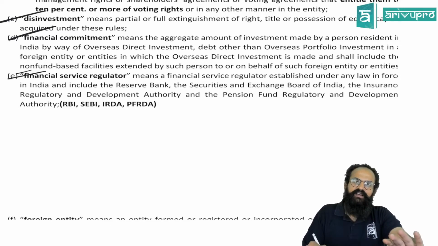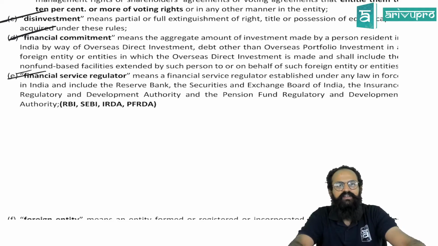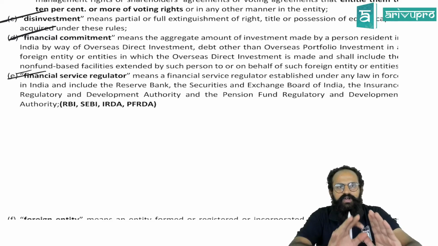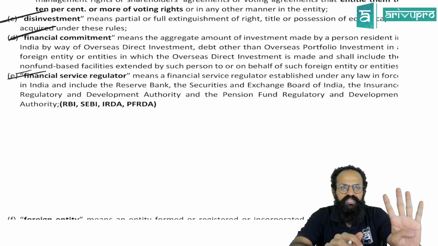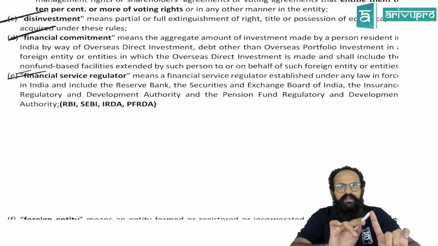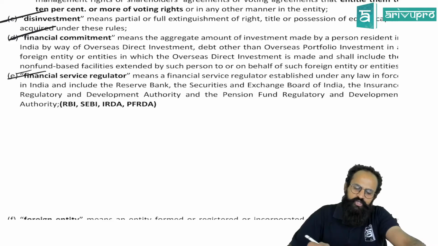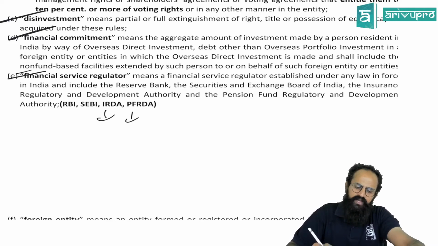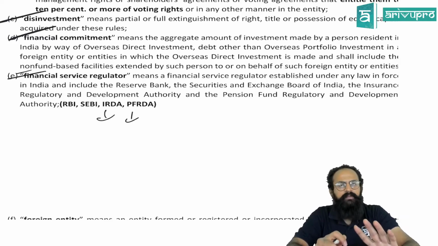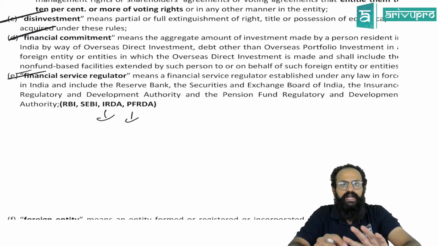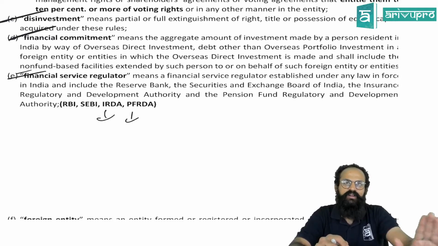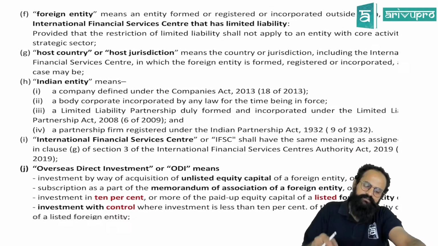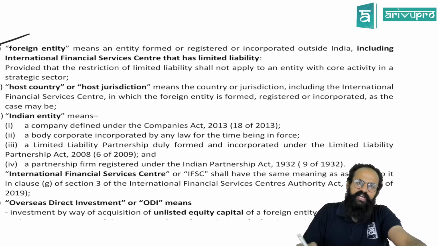Financial service regulators. People, in these rules and in this particular video, if you find the word financial service regulator, that means these four. Who are they? One is SEBI, one is RBI, the next one is IRDA, the Insurance Regulatory and Development Authority. The fourth one is PFRDA. What is PFRDA, sir? Pension Fund Regulatory and Development Authority. So these four together are termed as financial service regulators. Clear?